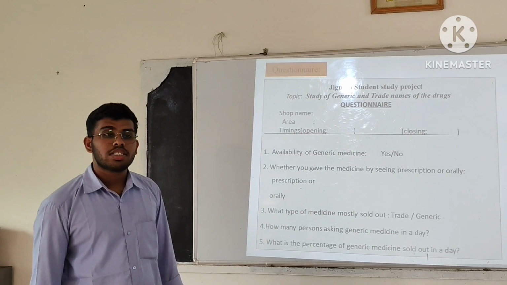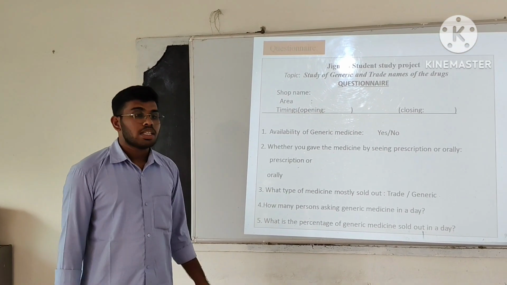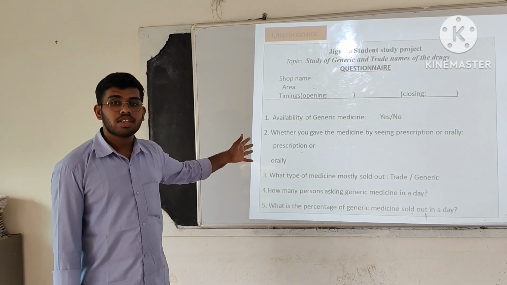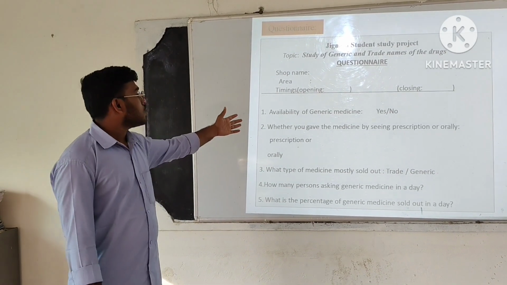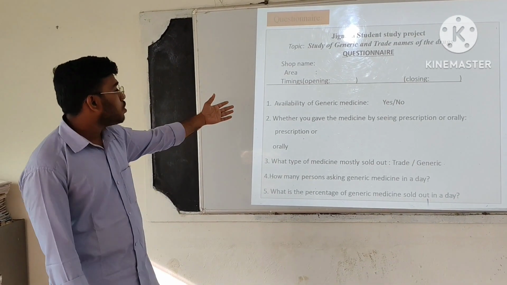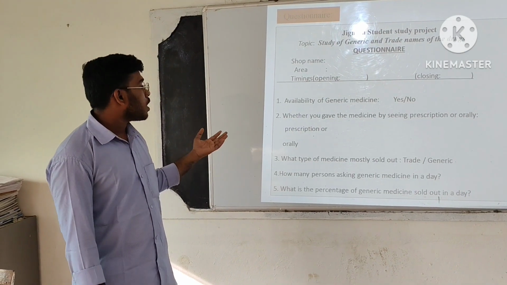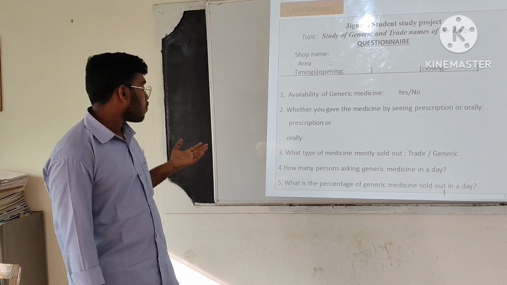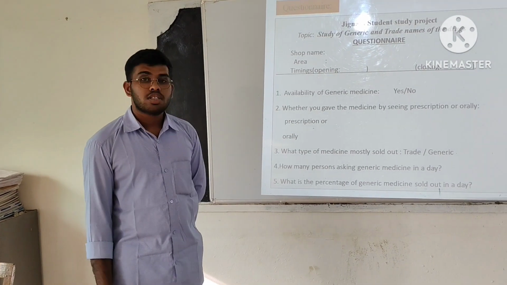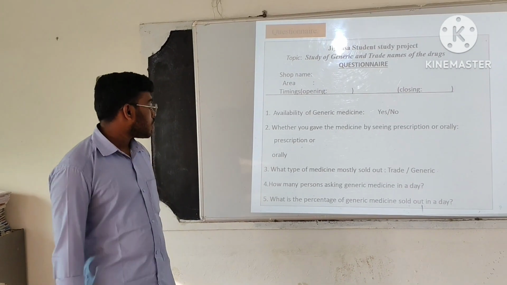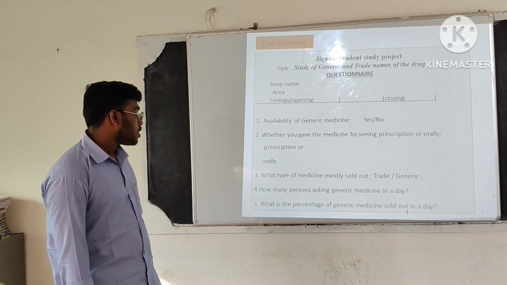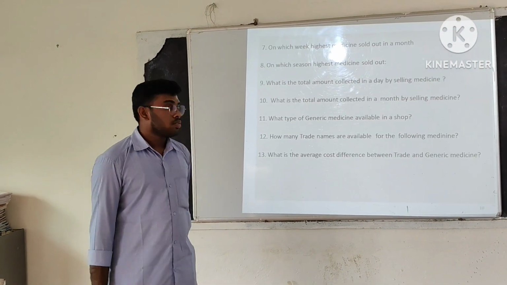Some survey on Satpalli surroundings. These are some questions they asked to the public and surrounding medical shops. These are the questions. Example: availability of generic medicines. Whether you give the medicines by seeing prescription or orally. What type of medicines are mostly sold? Trade or generic? How many persons ask for generic medicines in a day? What is the percentage of generic medicines sold out in a day?